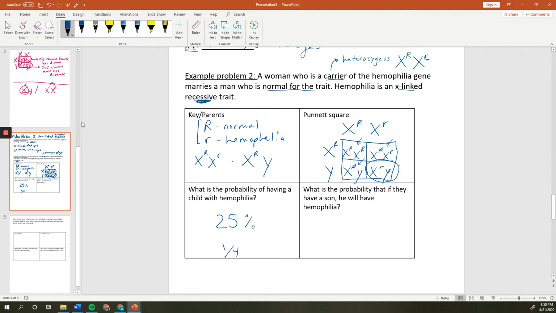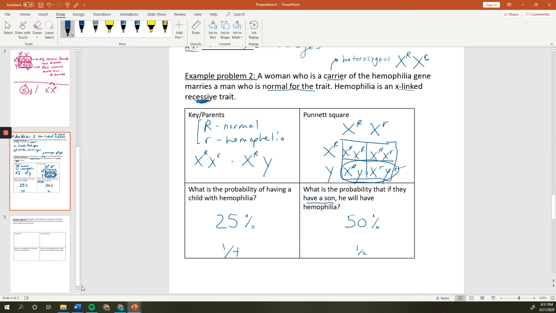Now here's a little bit trickier question. What is the probability that if they have a son, okay, if they have a son? Now we're only going to look at the boys. So I'm going to go back to this, and erase these little guys. Okay. So now we're going to look only at the boys. We're going to look at these two. And out of those two, one of them has hemophilia. So we are going to say 50% is our answer, right? Because we had 1 out of 2 in that one.